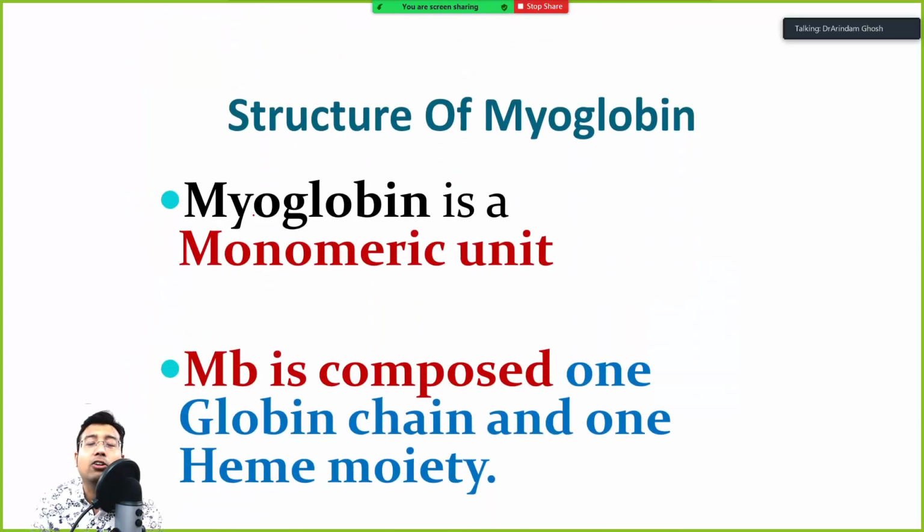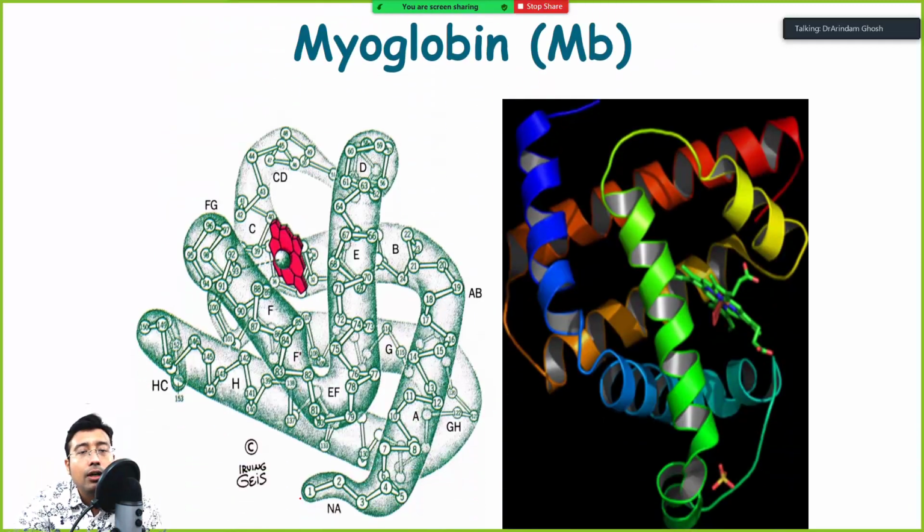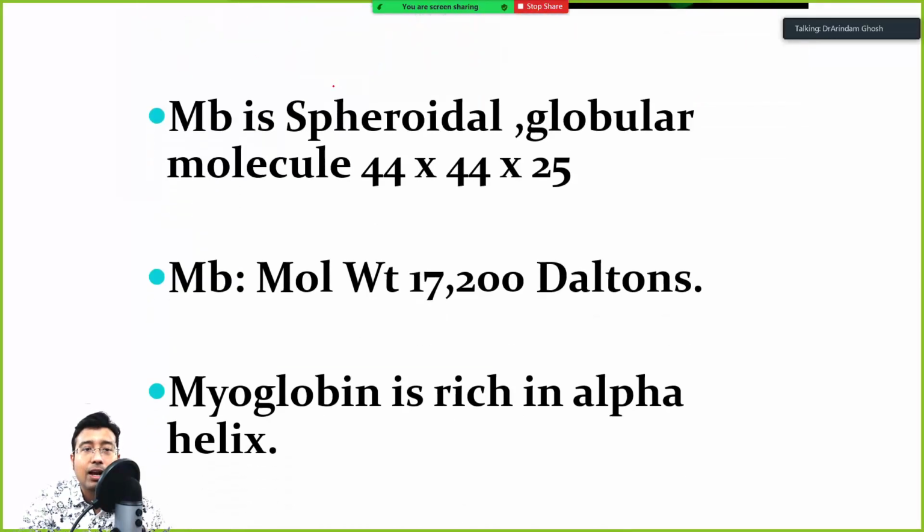Looking at the structure, myoglobin is a monomeric unit, meaning it has only one subunit, the globin chain. In case of hemoglobin, there were 4. So it has one globin chain and one heme moiety. Moiety means residue or single structure. This is how myoglobin looks. Definitely it is composed of alpha helix, and it looks like a single subunit of hemoglobin. In case of hemoglobin, there are 4 such; in case of myoglobin, it's only 1.